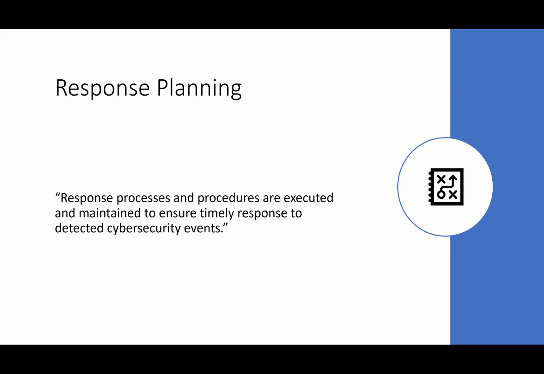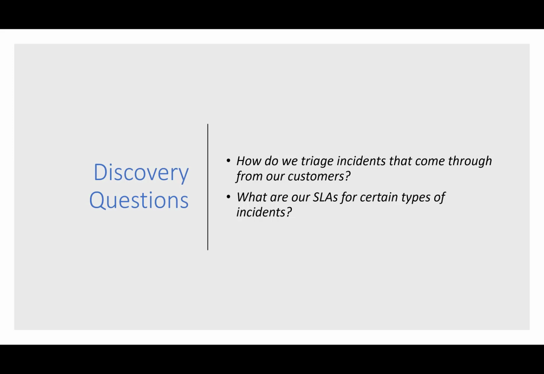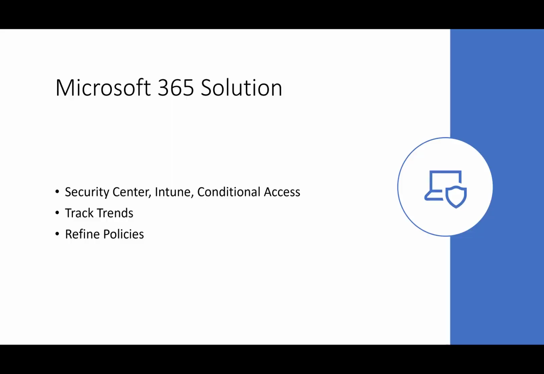With response planning, we have: response processes and procedures are executed and maintained to ensure timely response to detected cybersecurity events. So when you look at this, I think you need to drill down into how you triage tickets in the company. When an incident comes up, what are the methods of communication that you've given to the customer with which they report that issue? And what do SLAs look like? What is your common response? Is it consistent over time? How is the interaction with your end customer until you get that ticket resolved? What does that look like today?